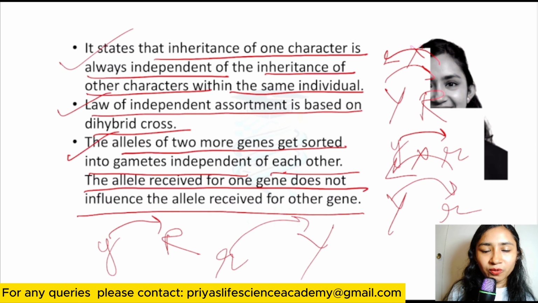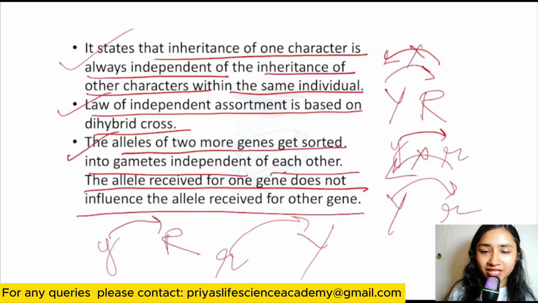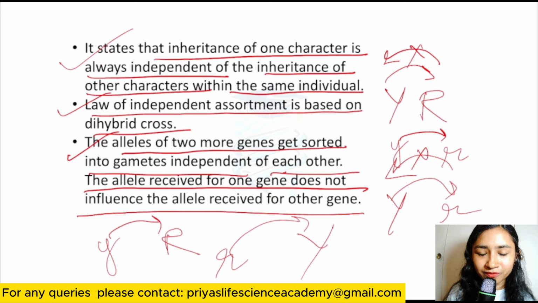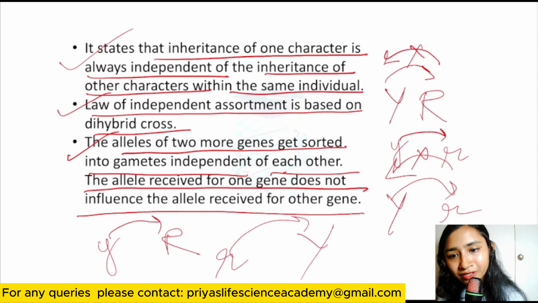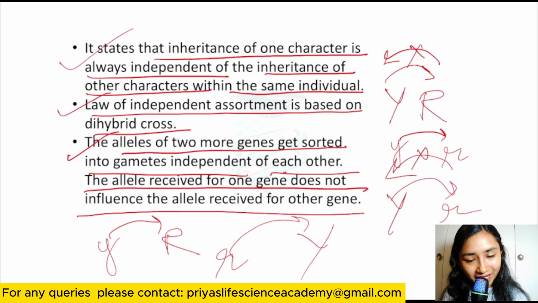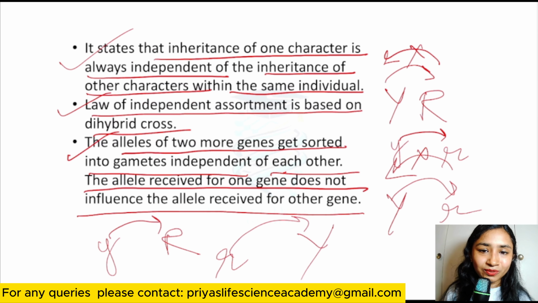Okay, I hope you have understood the 3 basic rules of Mendel. From the monohybrid cross we got the law of dominance and the law of segregation. From the dihybrid cross we have understood the law of independent assortment of each character, that one character will not influence other characters. I hope you have understood.